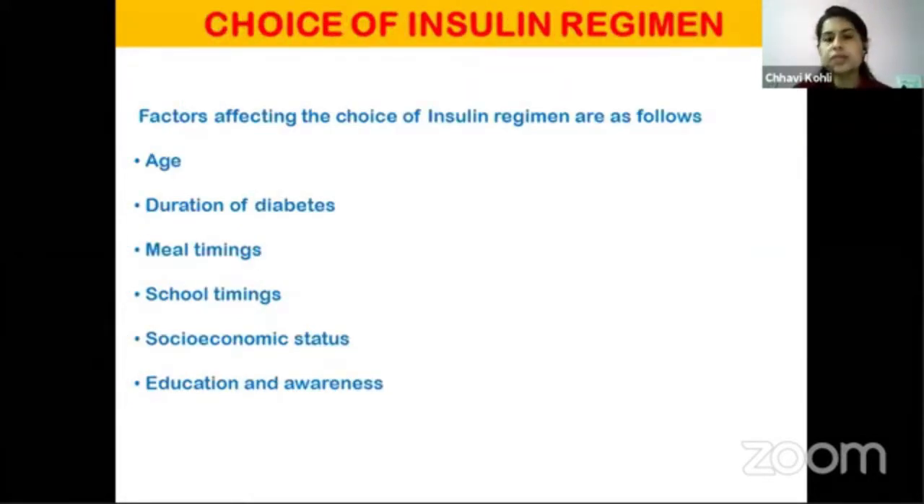Which regimen to choose for any person will depend on a few factors like the age of the person, the duration of diabetes, meal timings, and the pattern of eating for that person, and school timings of the kids. What is the school timing? When do they have lunch? Also their socioeconomic status and the education and awareness level of the patient.